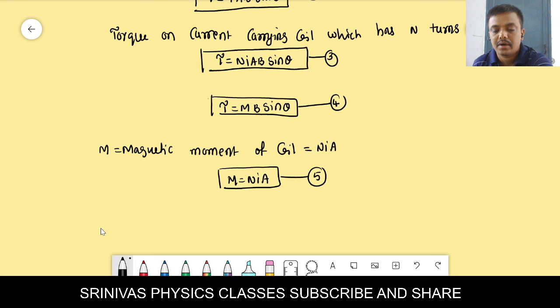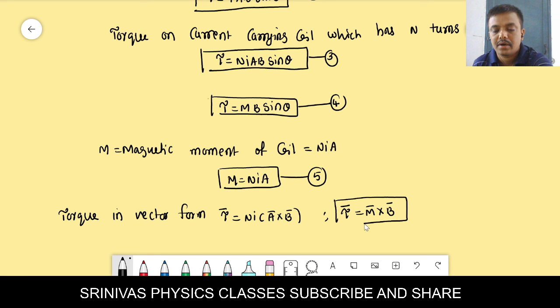Okay, if you want to write torque in vector form, we can write tau bar is equal to, from equation 3, NI into A bar cross B bar, or otherwise we write tau bar is equal to M bar cross B bar. MB sin theta we write as M bar cross B bar, and AB sin theta we write as A bar cross B bar. Like this we can write in vector form also, right?